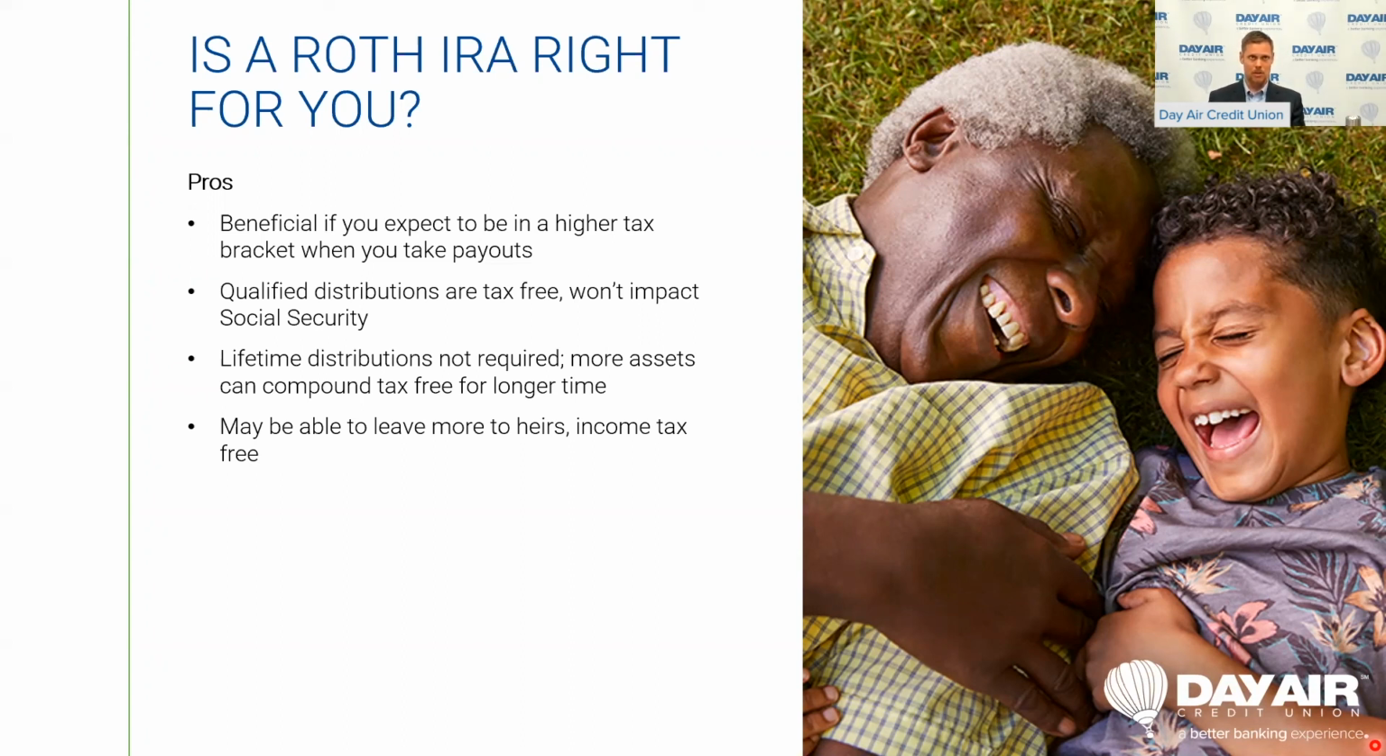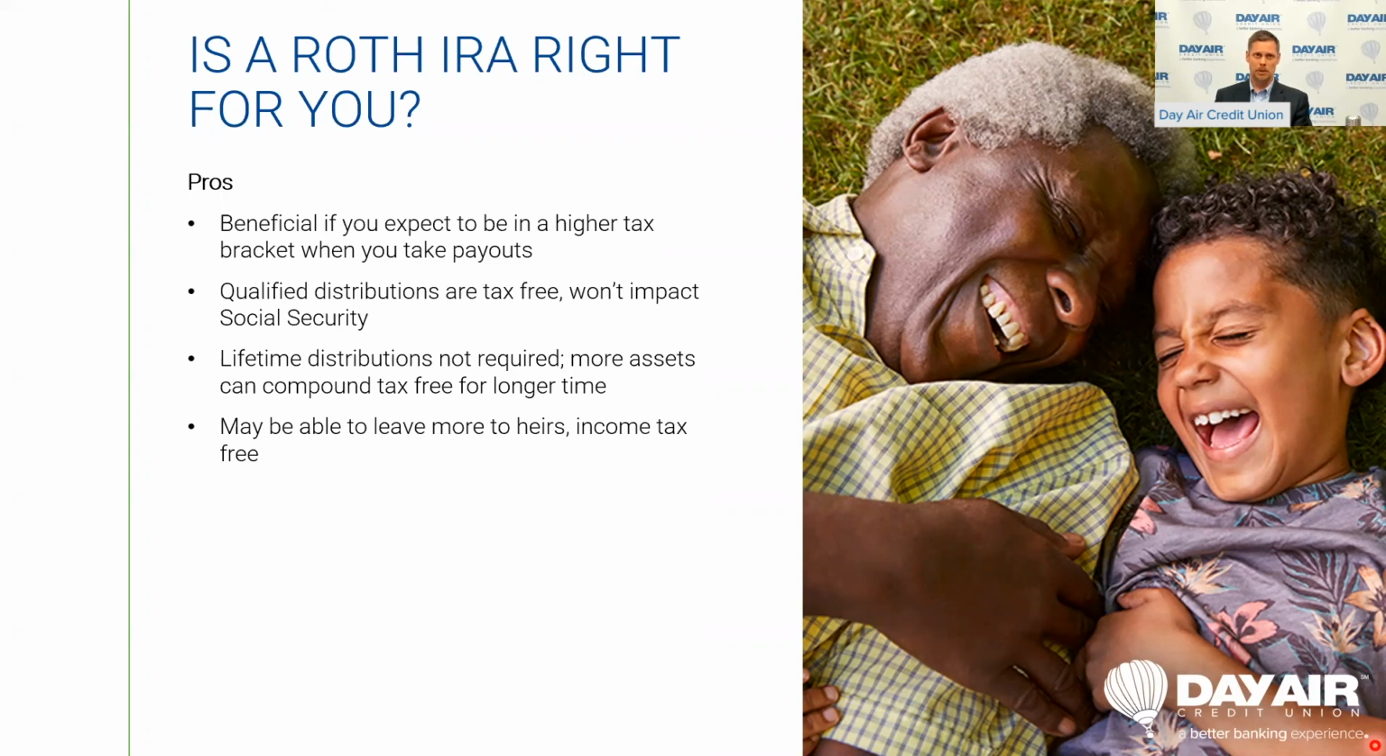So the pros for a Roth IRA are that if you expect to be in a higher tax bracket when you retire than you are currently, then it makes a lot of sense to go ahead and pay a lower tax rate now than a higher tax rate later. So you could pay your taxes now, let the money grow tax-free, and pull it out later without paying taxes. So the qualified distributions are tax-free.